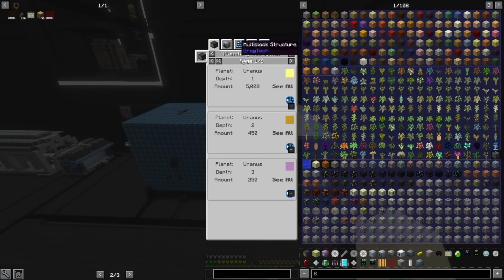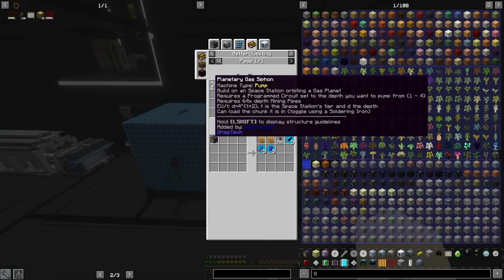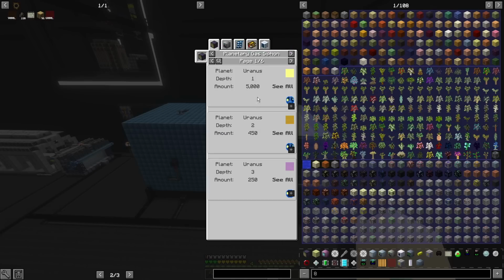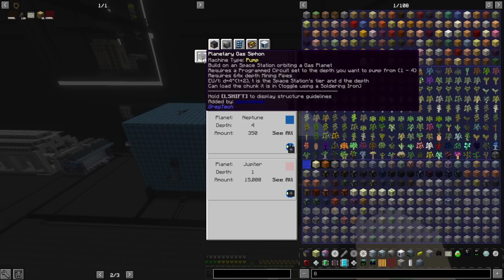So first of all, I need to have a space station orbiting the planet, so I need to make that first, and those come in different tiers. And then based on the tier of the space station and the depth of the fluid, which for xenon is 4, and the space station tier would be 6, that ends up being 2 amps of ZPM.